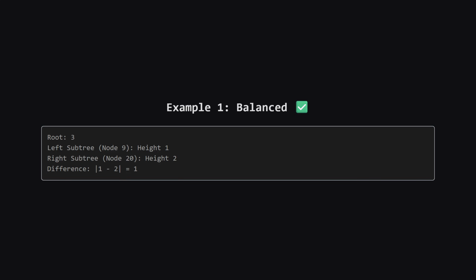Let's look at the first example. At the top we have node 3. Its left child is 9, which has a height of 1. Its right child starts at 20, and that branch goes down one more level to 15 and 7. So its height is 2. The difference between 1 and 2 is just 1. So this tree is perfectly balanced.